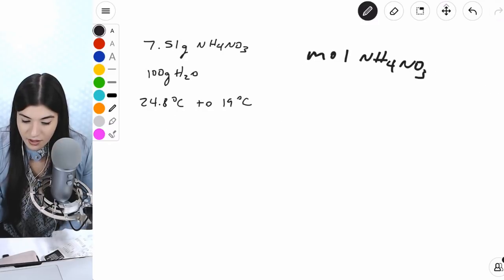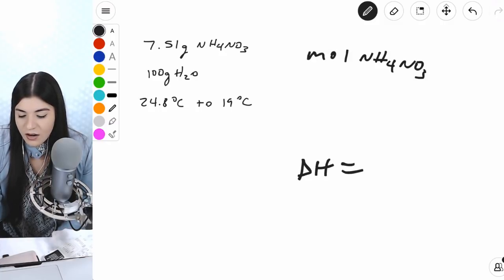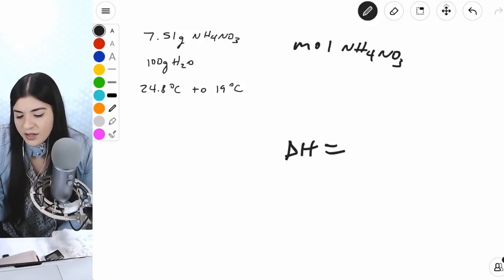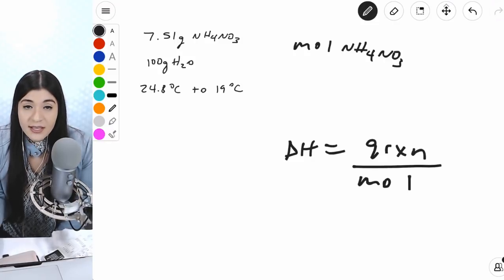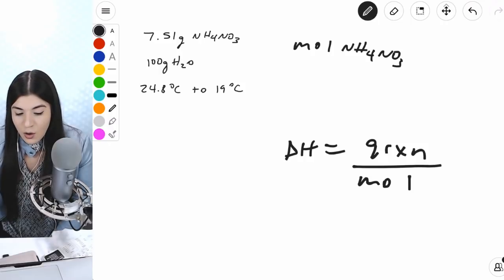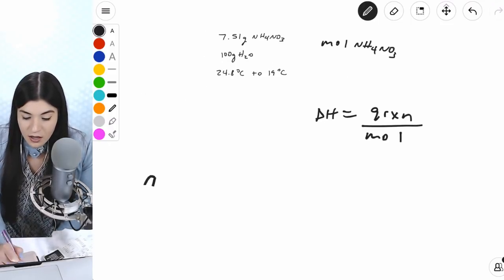So I'm most likely going to find the amount of heat, then that would have been, yep. Since we're eventually going to find our enthalpy, the formula that you need to know is that Q of our reaction divided by moles is essentially our change in enthalpy. So what I need to figure out first is what our Q is.